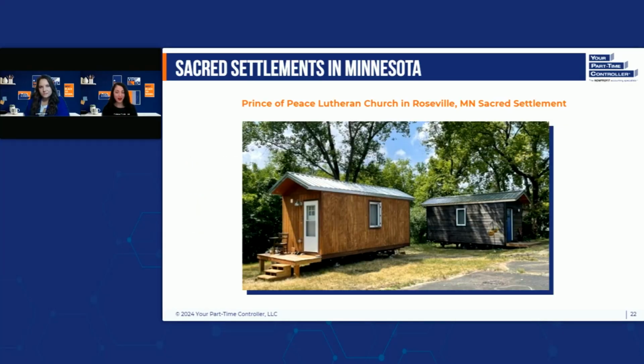All right, and another honorable mention in Minnesota, there is a second faith-based organization called Prince of Peace Lutheran Church, which has also launched their own sacred settlement of 2 tiny homes on their property.